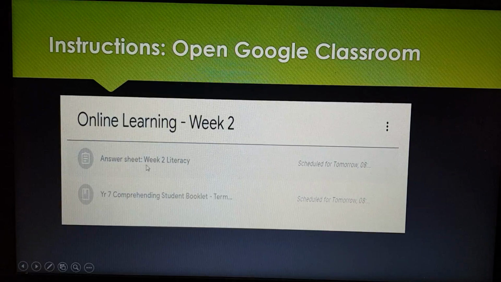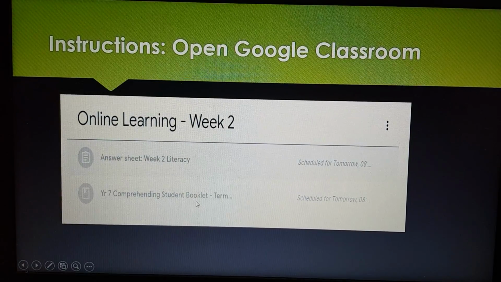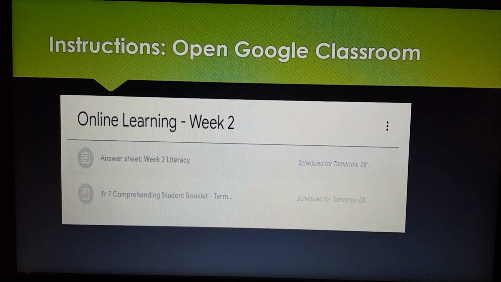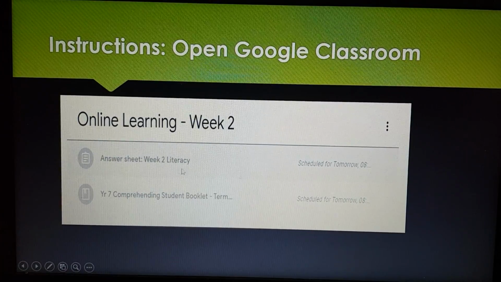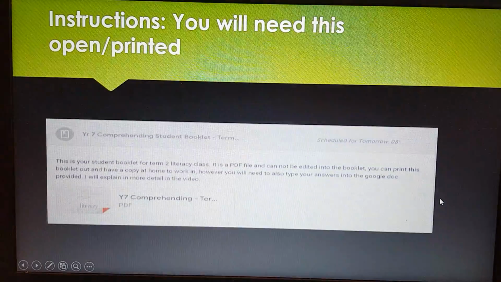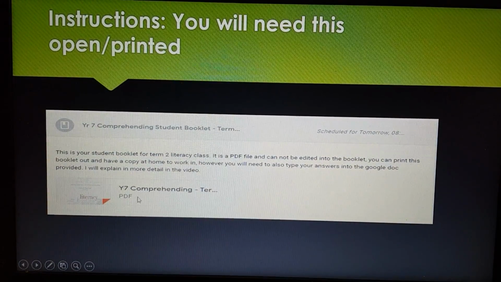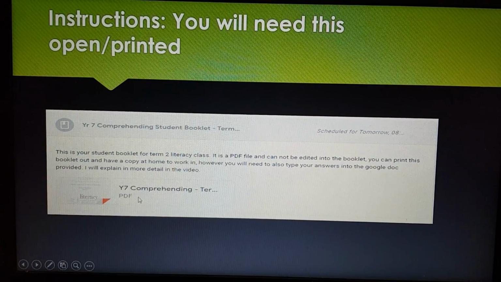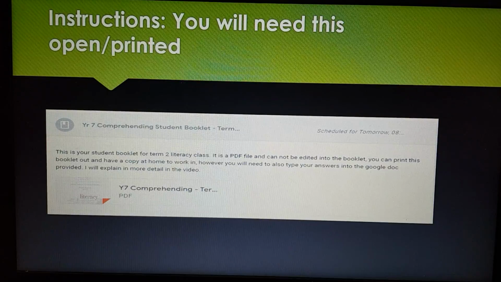One is the answer sheet, week 2 literacy, and one is the booklet. The booklet is a PDF. You will not be able to type into this document. The answer sheet is a Google Doc, so that is not a problem. Here we have the booklet. Okay, like I said, it's a PDF. You will not be able to type into this. So you will need to either have it open in a tab or print it out, whichever works better for you.